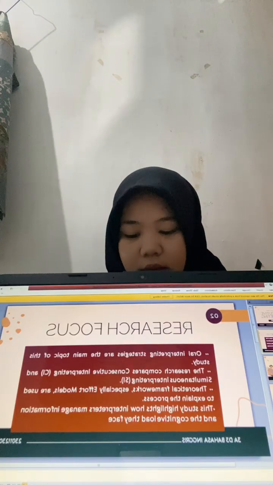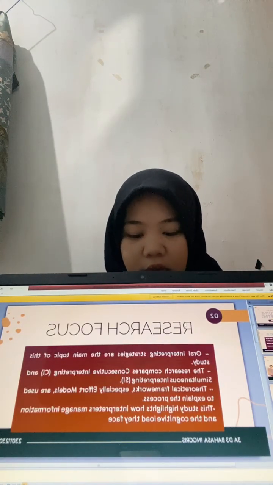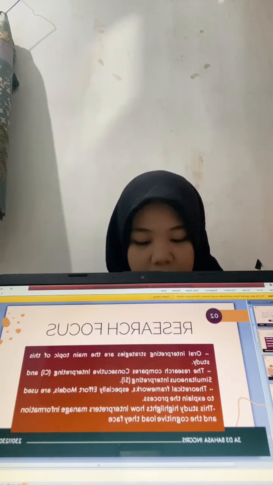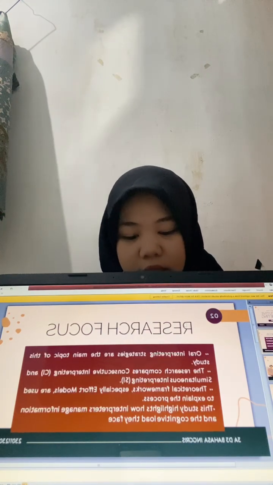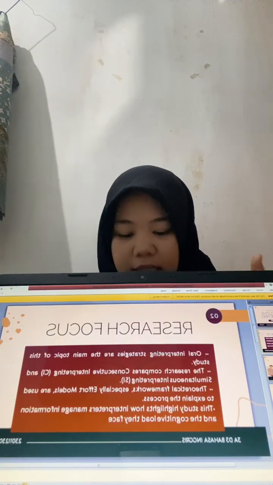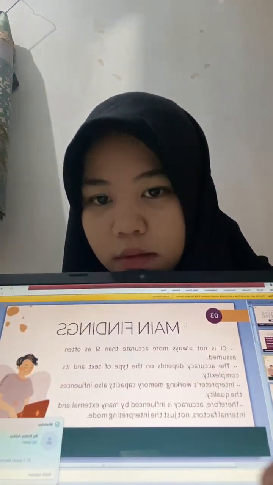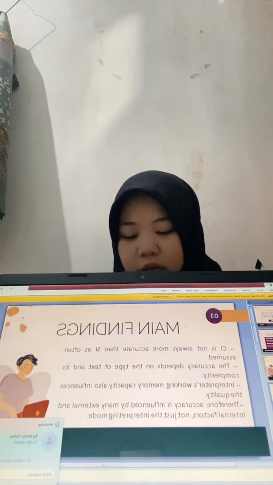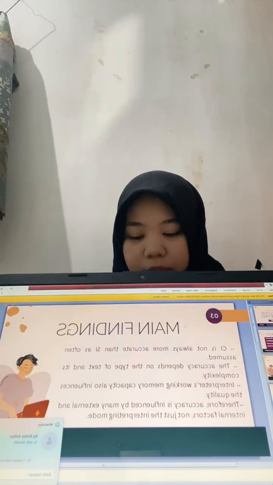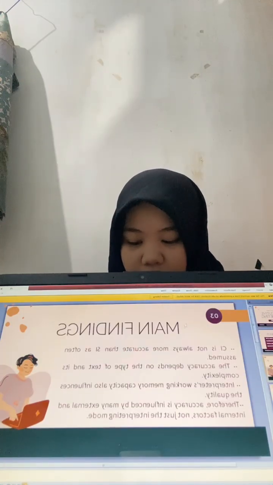Main findings: SI is not always more accurate, as is often assumed, and the accuracy depends on the type of the text, and the interpreter's working memory capacity also influences the quality.